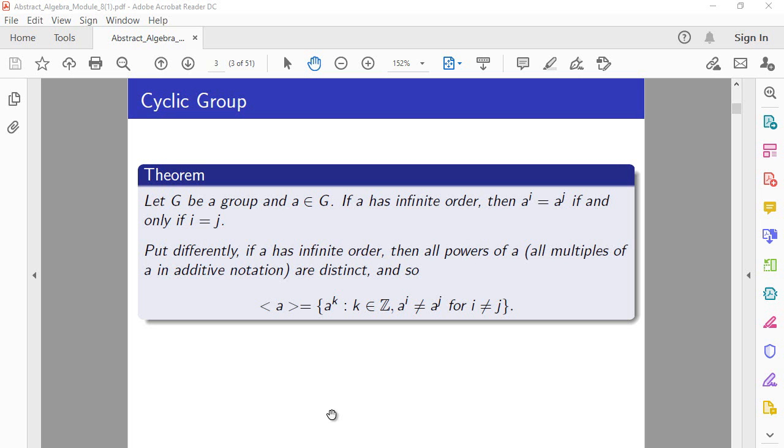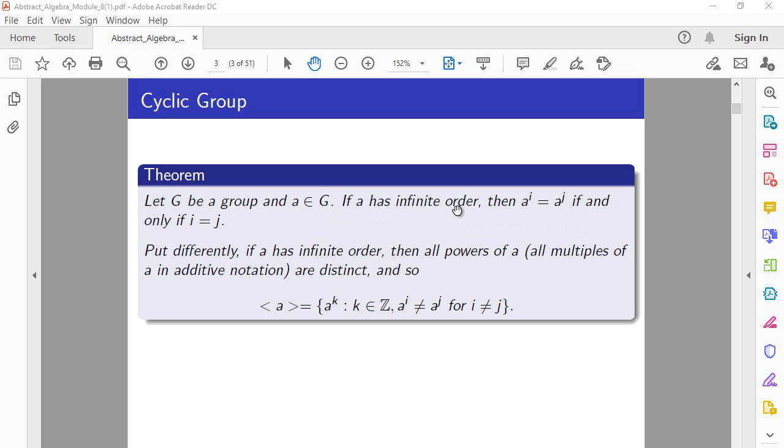We now start with this theorem. Let G be a group, and I'm going to assume that the notation for the group operation here is multiplication. That's the default. So we always use multiplication as the default group operation in theorems and proofs. Let A be an element of G.